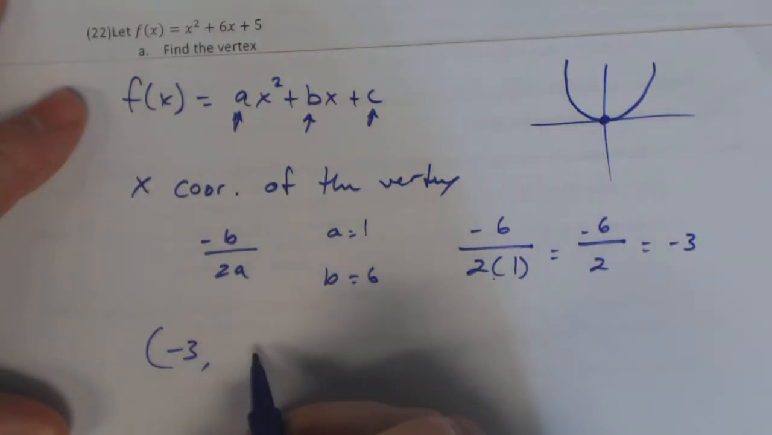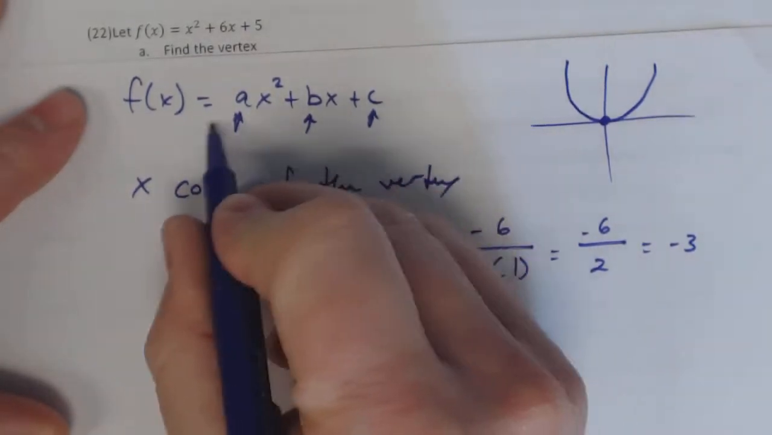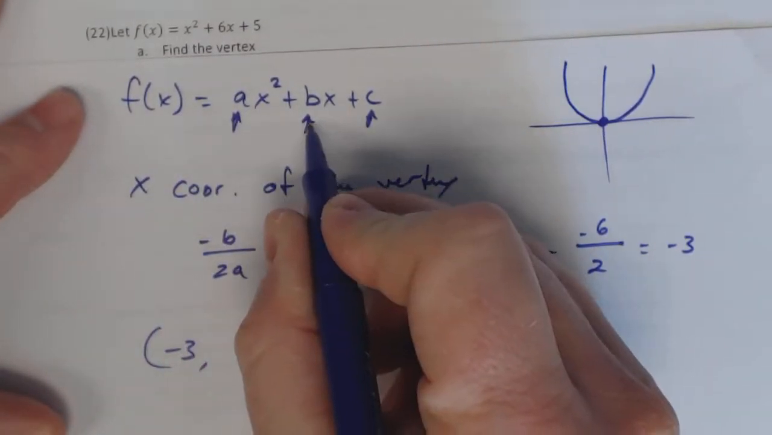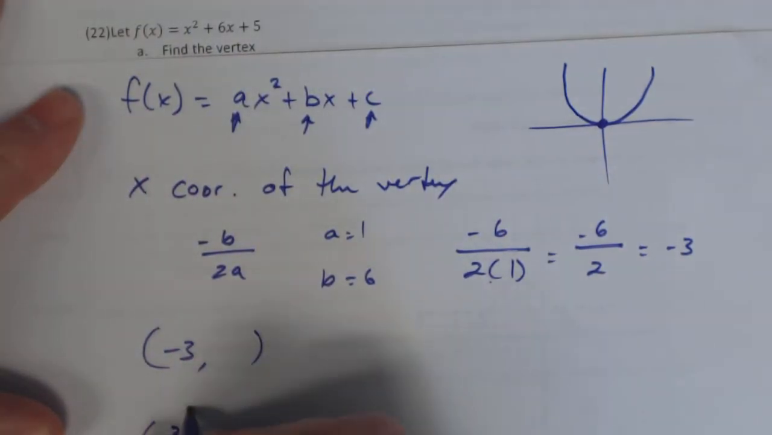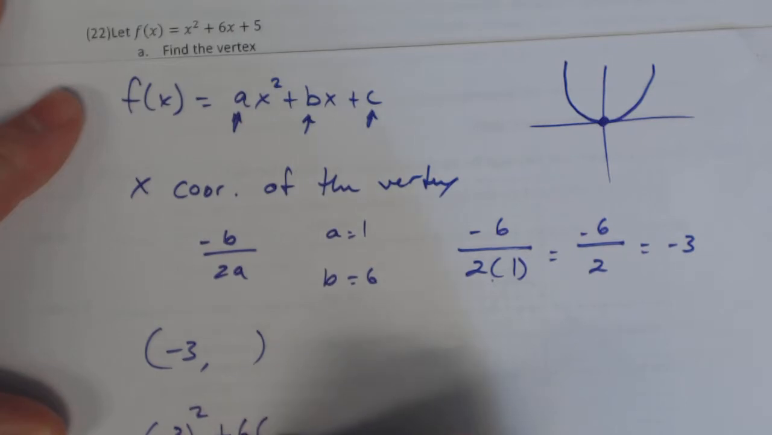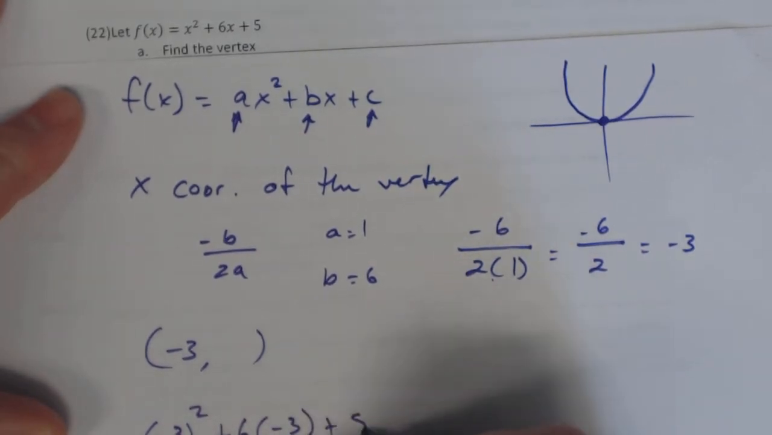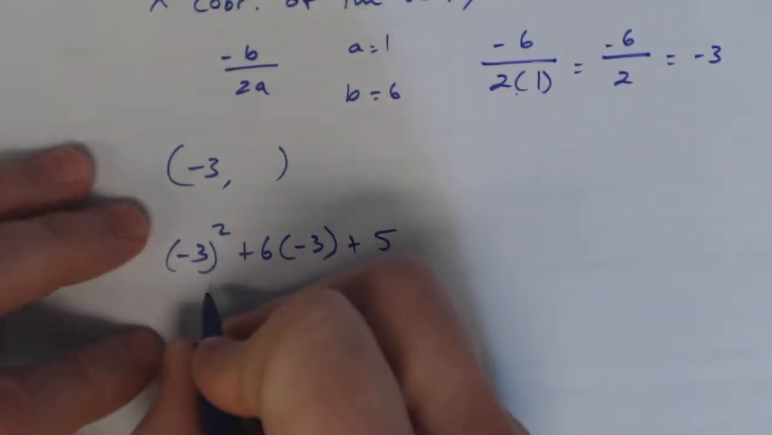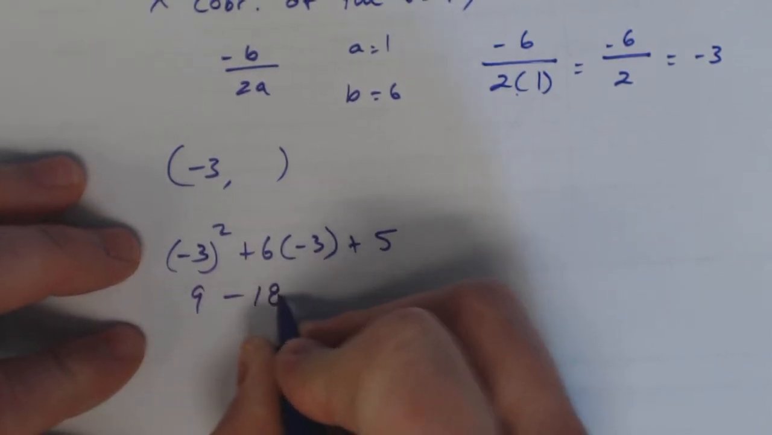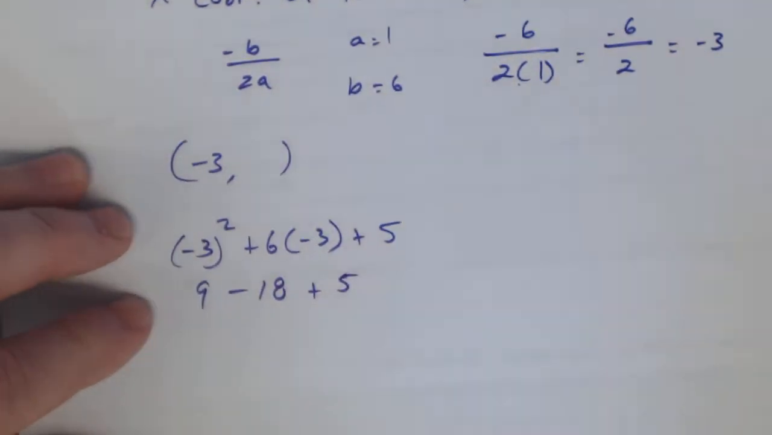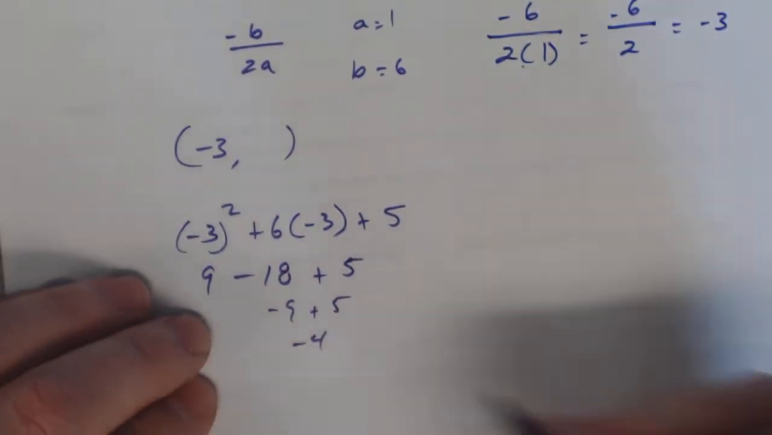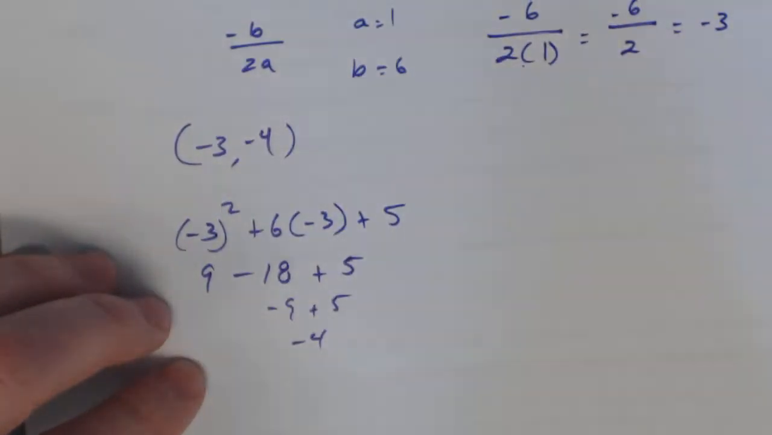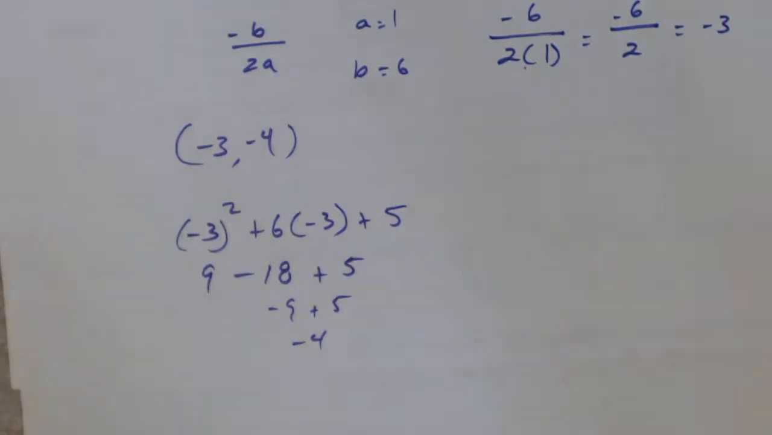Now the y-coordinate, you can find by plugging it back into the function. Plug it back in right here. So let's plug that back in. Negative 3 squared plus 6 times negative 3 plus 5. So it would be 9 minus 18 plus 5. That'd be negative 9 plus 5, which would be negative 4. So negative 4 is the y-coordinate of the vertex. So we've got the vertex.